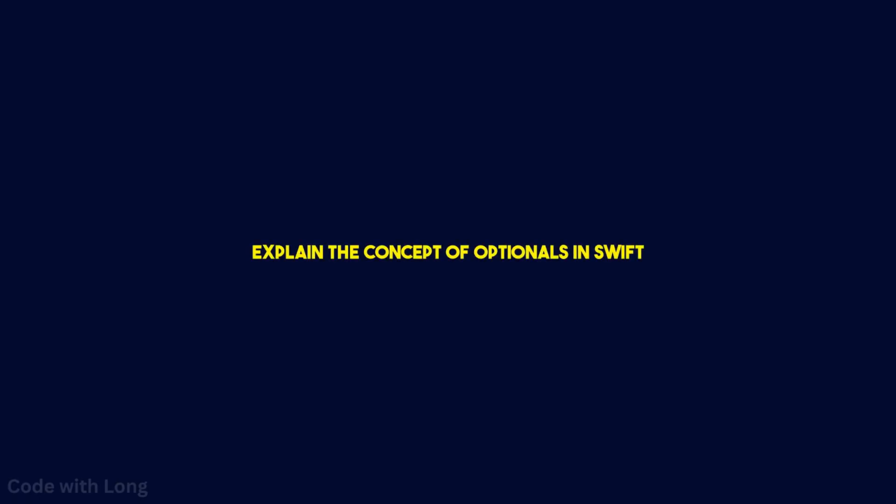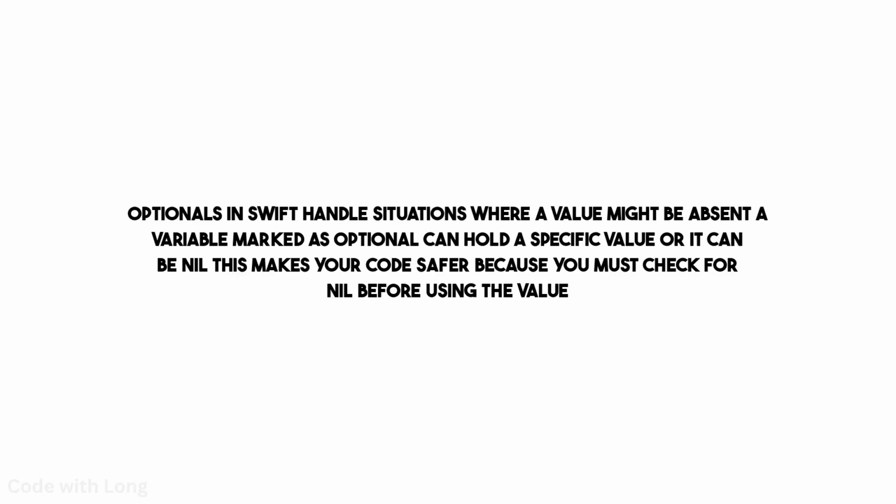Explain the concept of optionals in Swift. Optionals in Swift handle situations where a value might be absent. A variable marked as optional can hold a specific value, or it can be nil. This makes your code safer because you must check for nil before using the value.